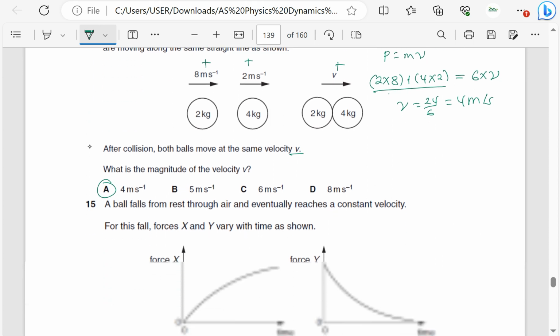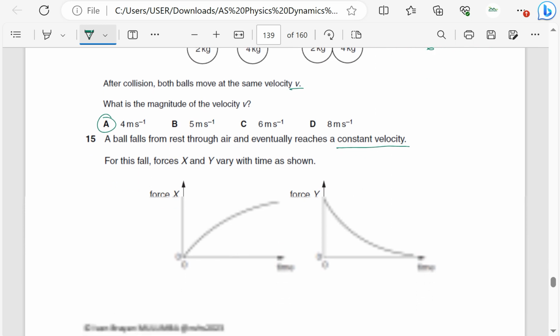The ball falls from rest through air and eventually reaches constant velocity. So it means the acceleration must be decreasing.